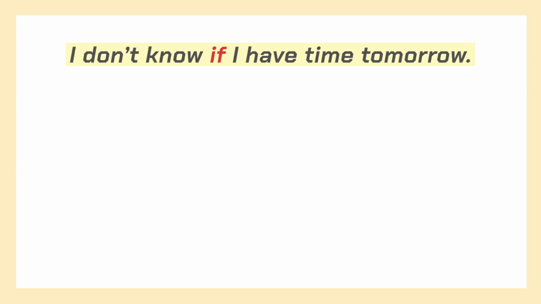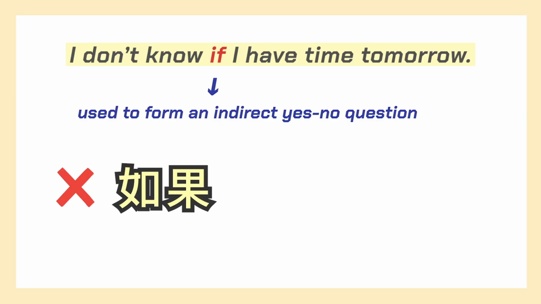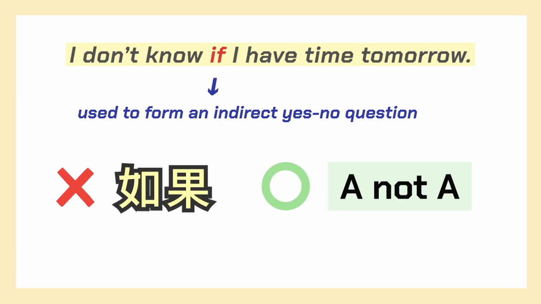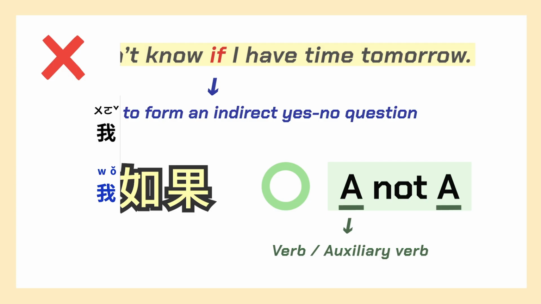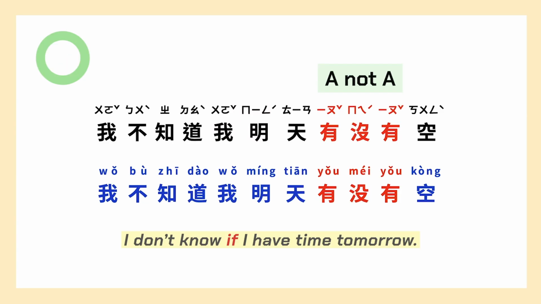In English, even though you use if in the sentence, this if is used to form an indirect yes-no question and not to talk about a condition. So in Chinese, we don't use 如果, we use A not A structure to form an indirect yes-no question. Here, A could be a verb or an auxiliary verb, depending on the sentence. So instead of saying 我不知道如果我明天有空, the correct version is 我不知道我明天有没有空。Okay, your turn.